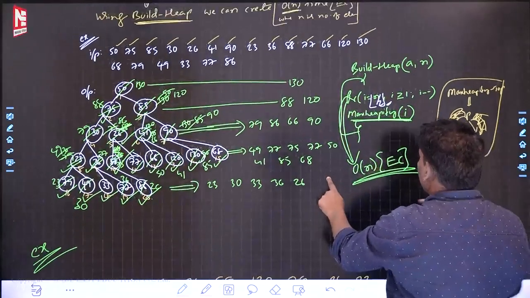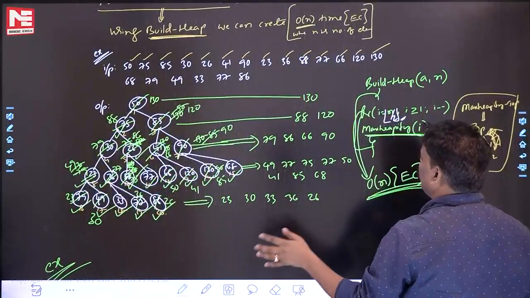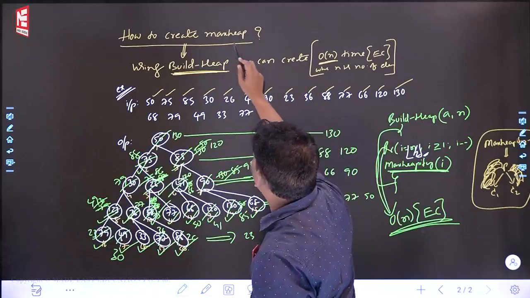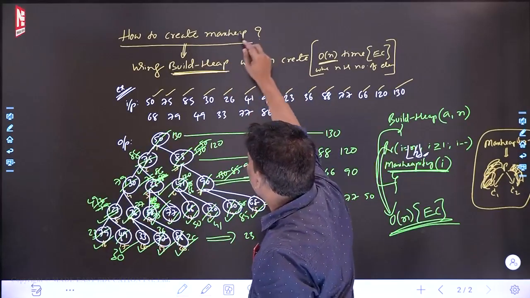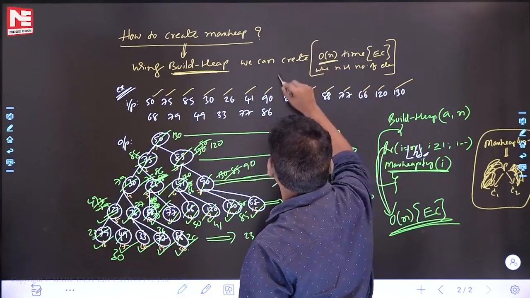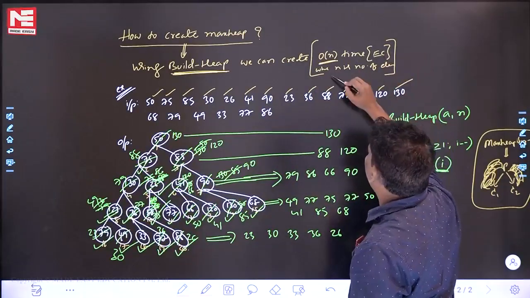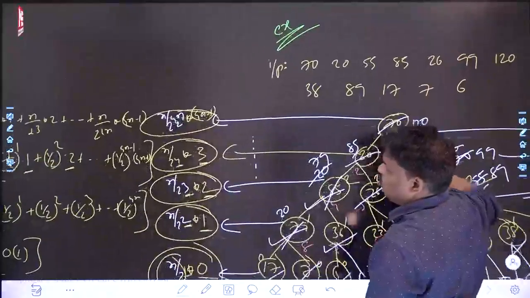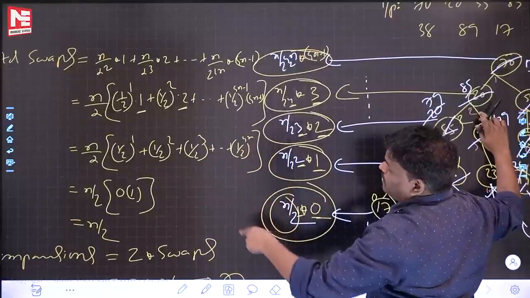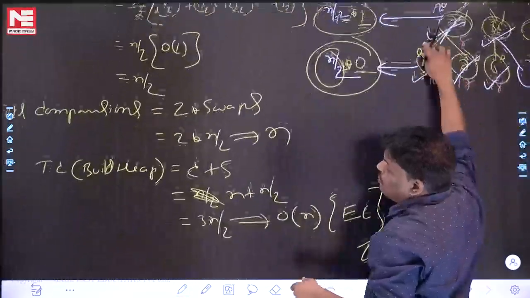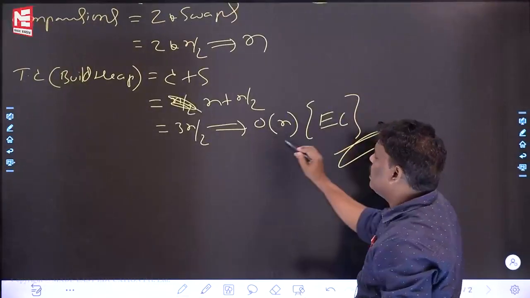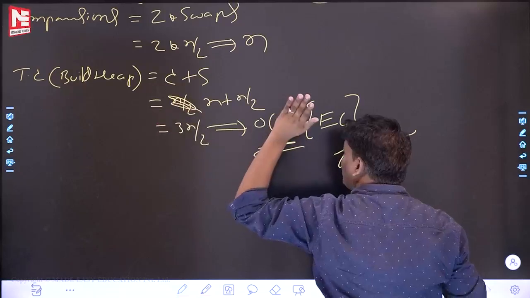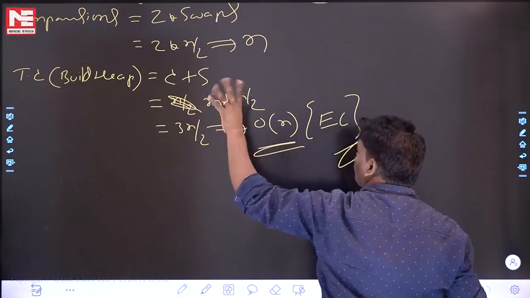Please remember, many times I have written, proof is really not required. See this one: using build heap, we can create a max heap. How to create max heap? Using build heap, we can create max heap. How much time? Order of n time in every case, where n is the number of elements. I have given the proof also. See, this is the proof for time complexity. Find the swaps first. Afterwards, find the comparisons. Add them. You will get the time complexity order of n. If you are comfortable with the proof, well and good. No one will ask for the proof.